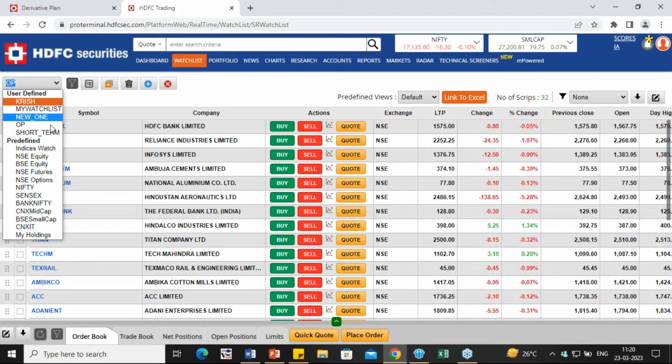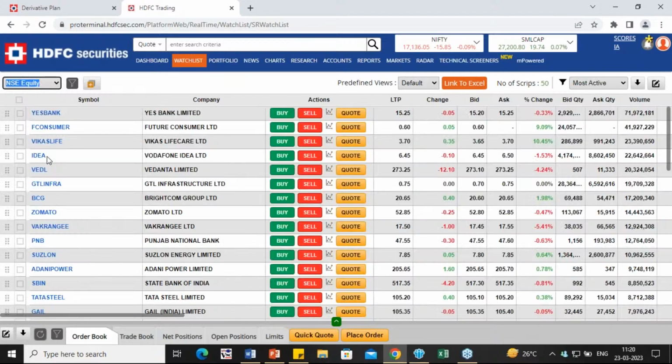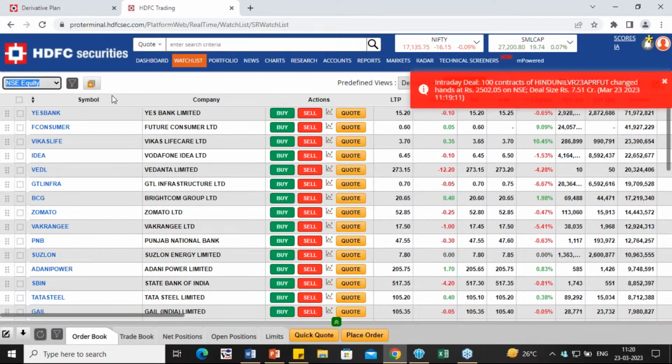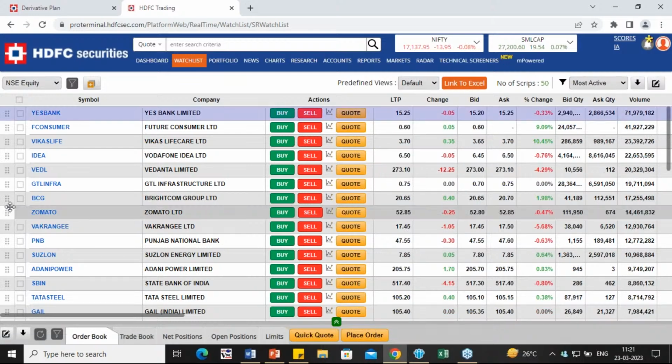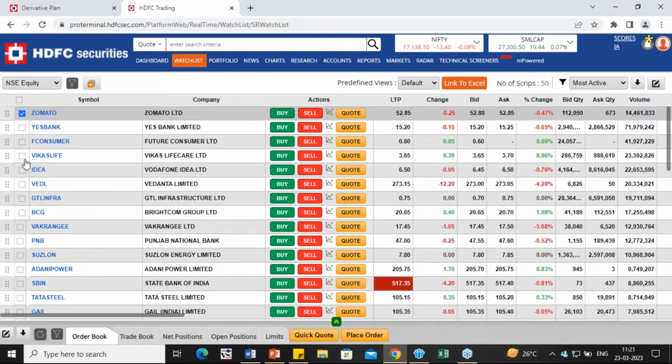We are also giving a predefined watch list. If you want to see the NSE equity, just click on NSE equity and you can find all the stocks available over here. You can also filter from here itself: the most active, volume gainer, price gainer. If I want to see Zomato in the first row, you just drag Zomato into the first row itself. You can do any modification in the watch list itself, right?